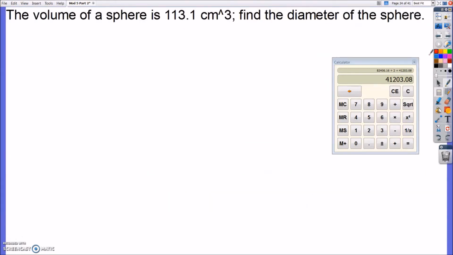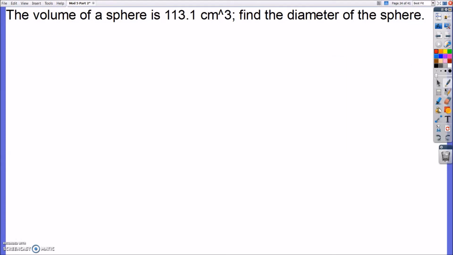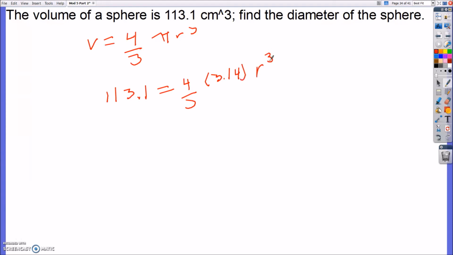All right, let's go and look at one more. This one is a little different because it gives us the volume, and what we need to do is find the diameter. So the first thing that we're going to do is look at my formula. Volume equals 4/3 pi r cubed, and I'm going to have 113.1 is equal to 4/3 times 3.14 r to the 3rd power. So the first thing that I'm going to do is multiply both sides by the reciprocal. So if I multiply both sides by 3/4, these cancel, and I'll multiply this side by 3/4.